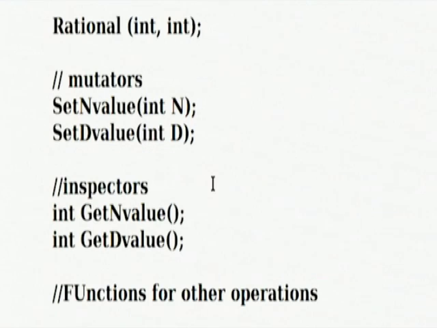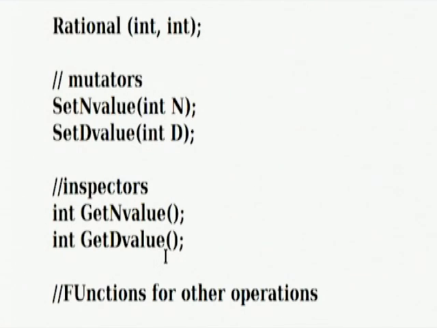A mutator is a function which sets the value for a private data member. And an inspector is a function which inspects the value of a data member and gives it to you. Set value, set n value, set d value. Natural, numerator value, denominator value. Int get value, int get n value, int get d value. Again, natural, whatever object it is operating upon, it will take the numerator and return it as int, take the denominator and return it as int.